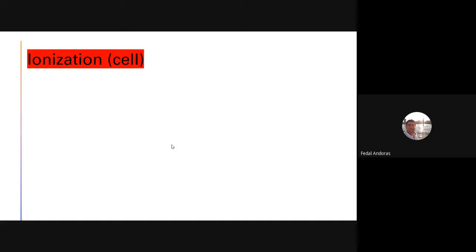Ionization. Don't be confused. Before, we talked about X-rays and other rays as ionizing radiation. And when this ionizing radiation hits the matter, of course, there will be interaction with the atoms within the matter, and another ionization will happen. So we are talking about ionization now within the cell.